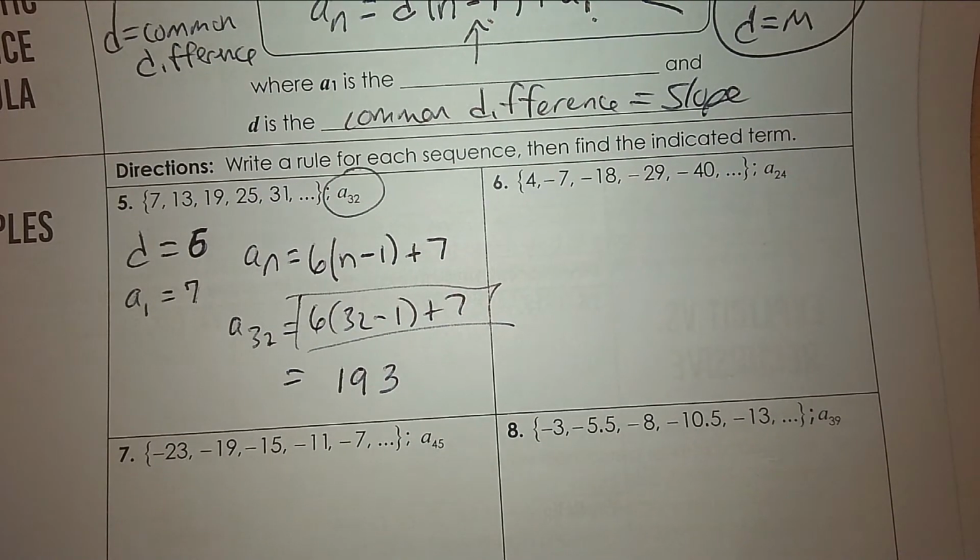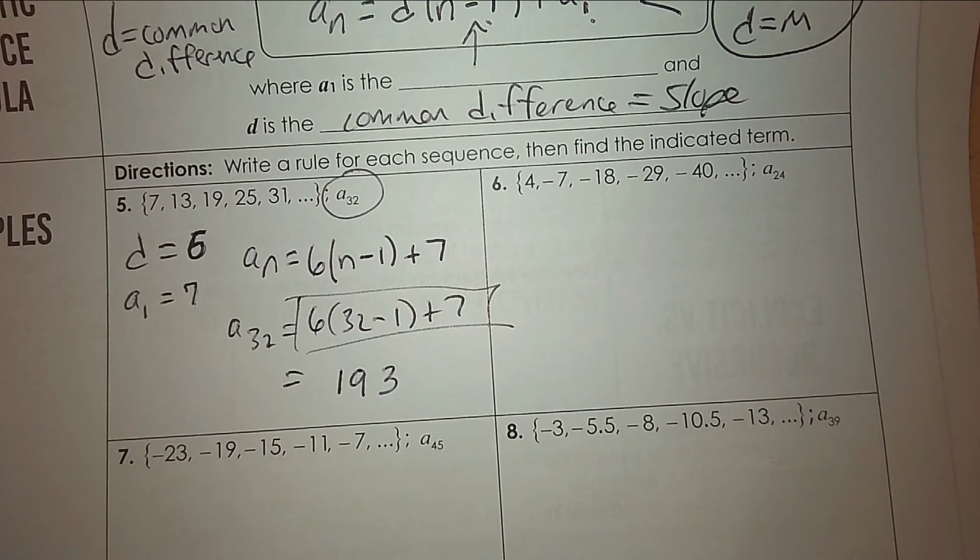Number 6. Now it's your turn. Can you write a rule, and can you use the rule to find the 24th term? Go. Your turn.